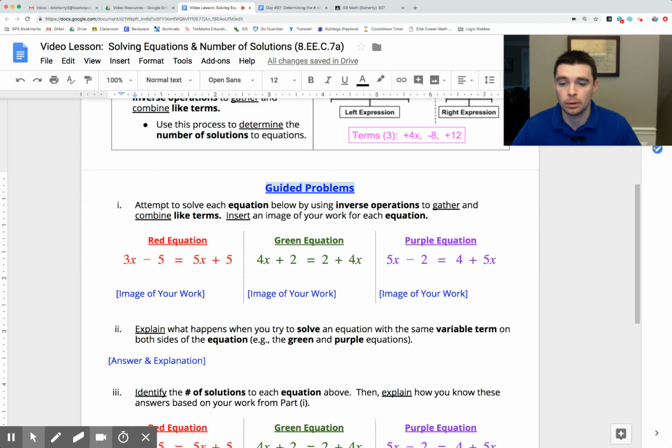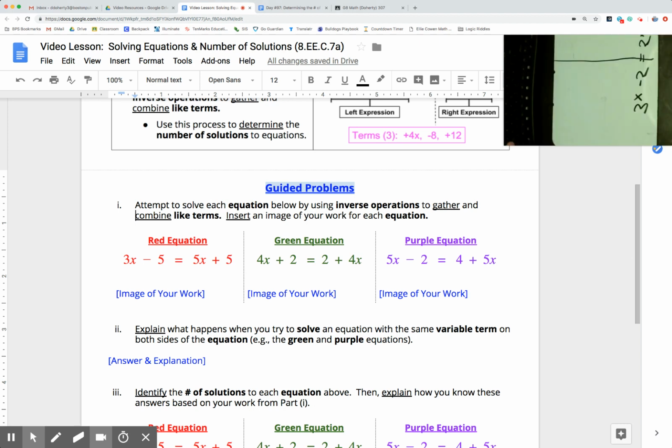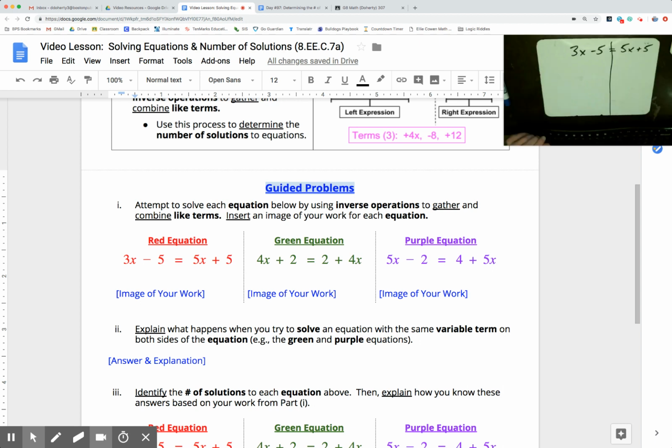You're going to have to put an image of your work in for each of these equations. So go ahead, pause this video. Try to solve each of these equations step by step using what we're calling now inverse operations to gather and combine like terms. I'm going to switch my camera over to a whiteboard. And again, you should have paused this video. Please make sure you're taking the time to work out each of the red, green, and purple equations.